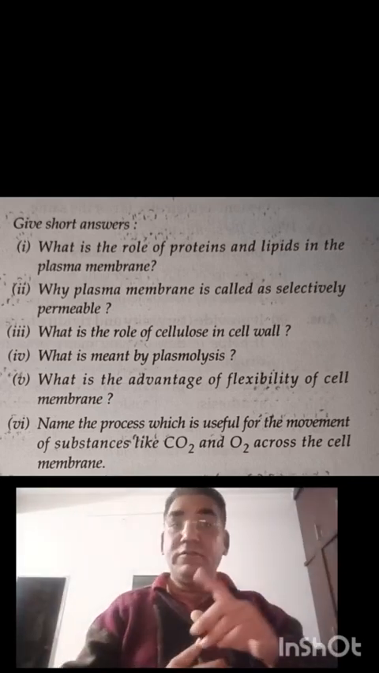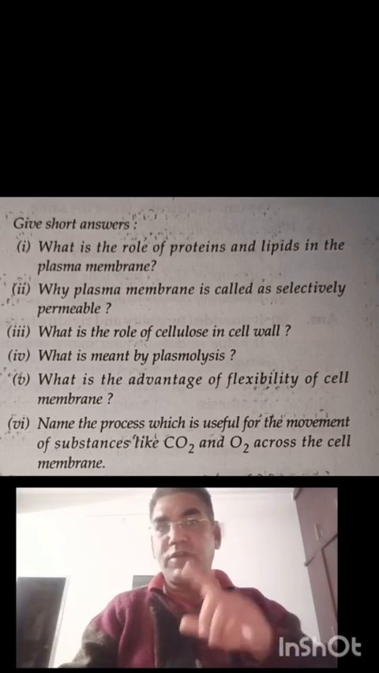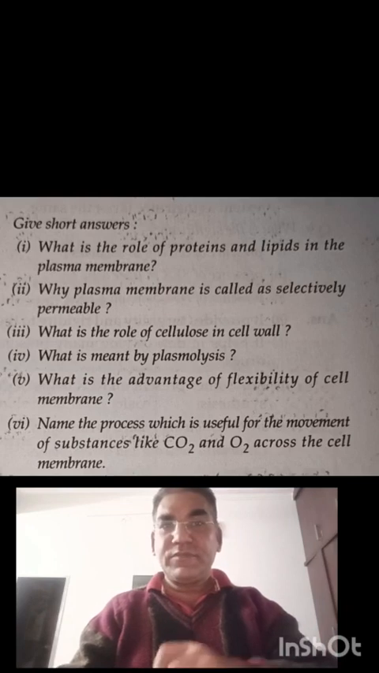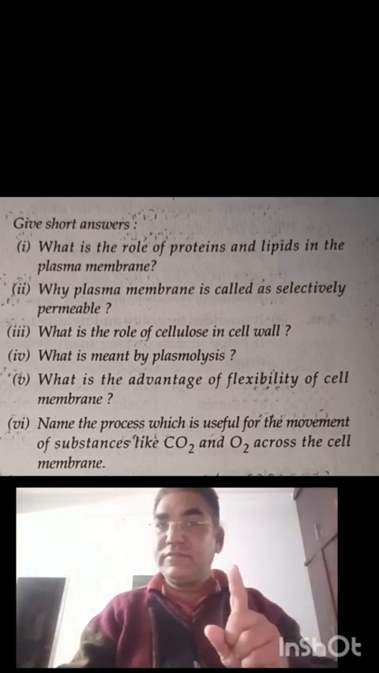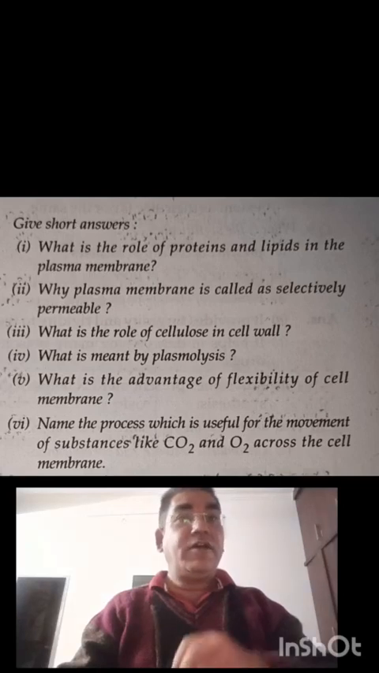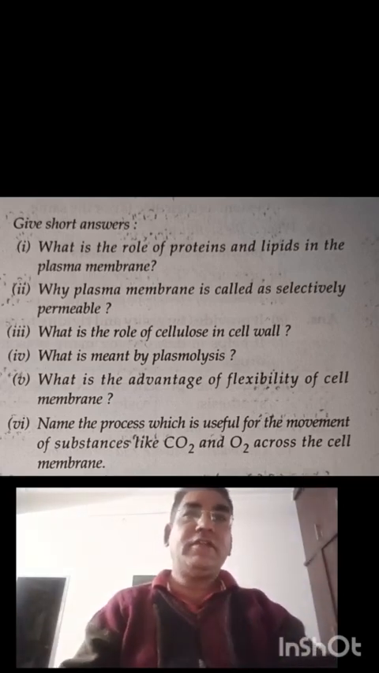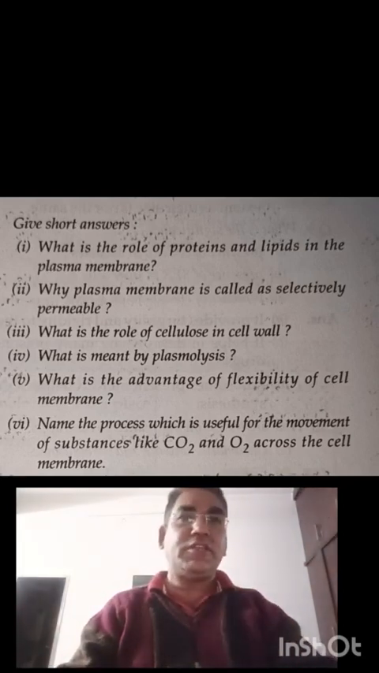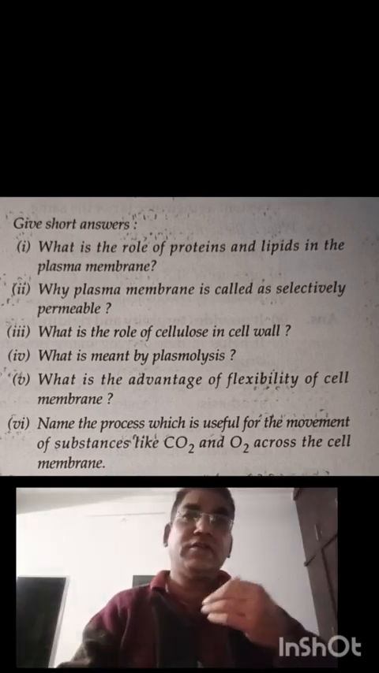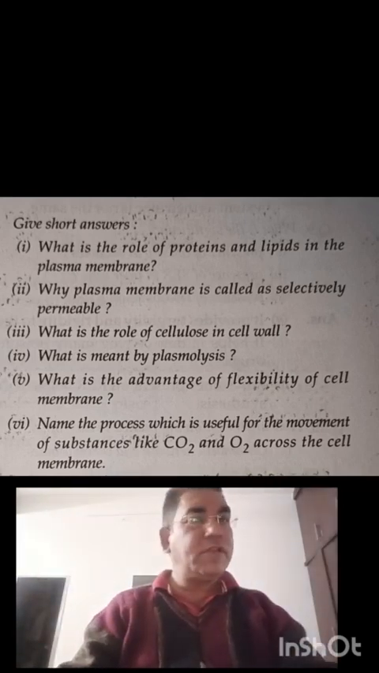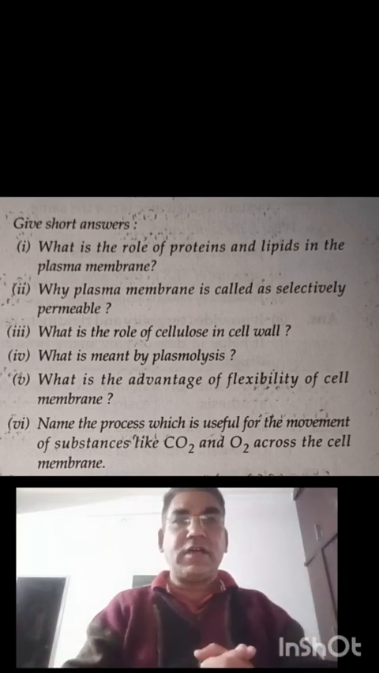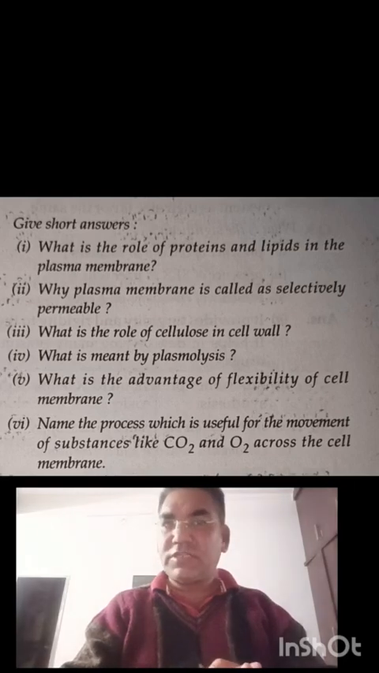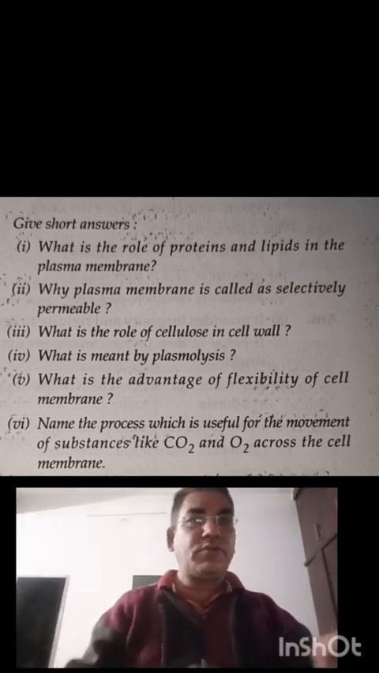In our body, WBC also perform such kind of act to engulf the bacteria, germs, right? And last question, name the process which is useful in the movement of carbon dioxide, oxygen across the membrane. This process occurs through simple diffusion. Yes, according to concentration gradient, higher concentration to lower concentration.